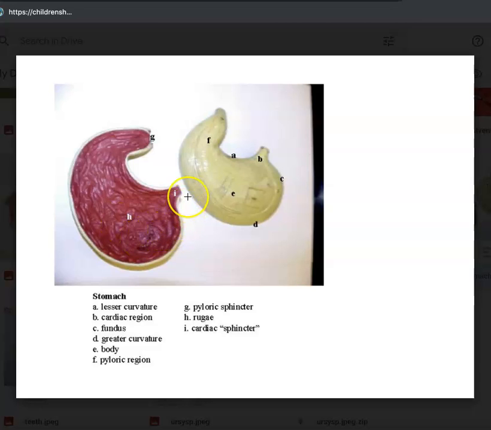So again, you have the cardiac sphincter, you have the cardiac or cardia region, you have the fundus, you have the greater curvature, which is this big curve here, again, a piece of tape, you have the body, you have the lesser curvature up here, you have the pylorus or the pyloric region, and then you have the pyloric sphincter between the stomach and the small intestine, and then you have these folds, which are called rugae. All right, so that is the stomach. Again, just review those. If you have any questions, let me know.